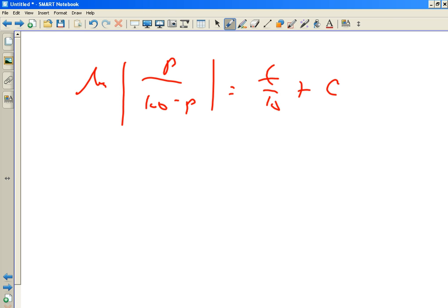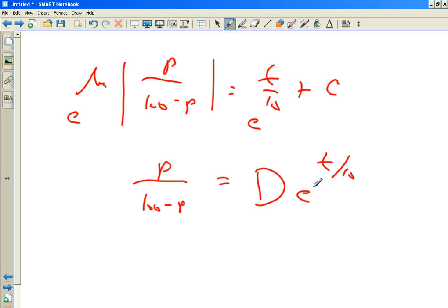Now, can you get rid of the ln? E to the both sides? Is that okay? If you e to the both sides, what happens to the ln? Cancels. So you got p over 100 minus p. We never proved this, but the absolute value goes away too, by the way. Equals some constant times e to the t over 10. Is that okay? Well, there it is. Because what is e to the t over 10 plus c? It's really e to the t over 10 times e to the c. It's just some constant. I'll call it d.